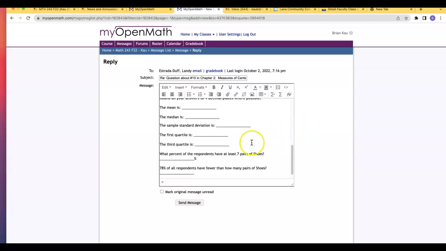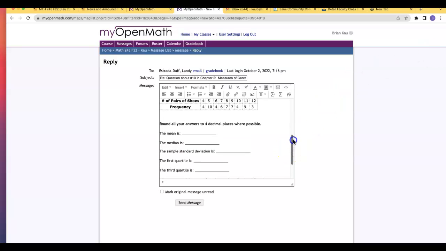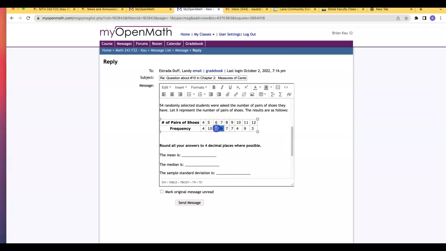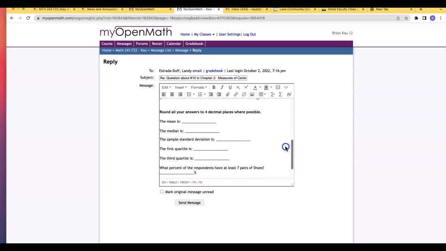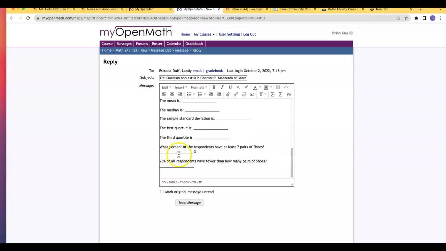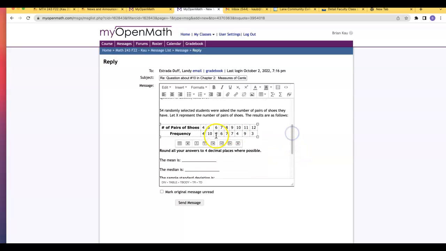All right, now to answer the last two questions, what percent have at least 7 pairs? Well, we can just go back up and figure that out. So at least 7 pairs, we would add up these numbers here: 4, 10, 4, and 6. That'd be 24, and we would divide that by 54, and then multiply by 100 to get the percent that have at least. Oh wait, I'm sorry. That's less than 7. So for at least 7, we'd add up these numbers: 6, 7, 7, 4, 9 and 3, get a total, and divide it by 54 and multiply by 100 to get the percent.